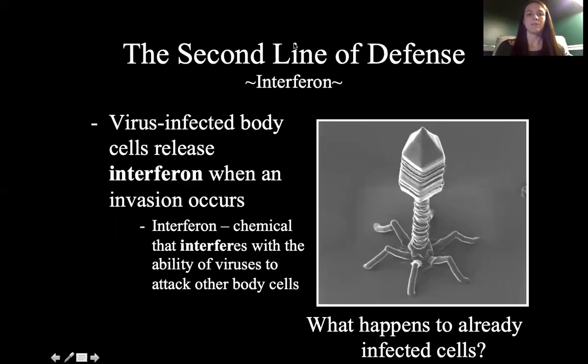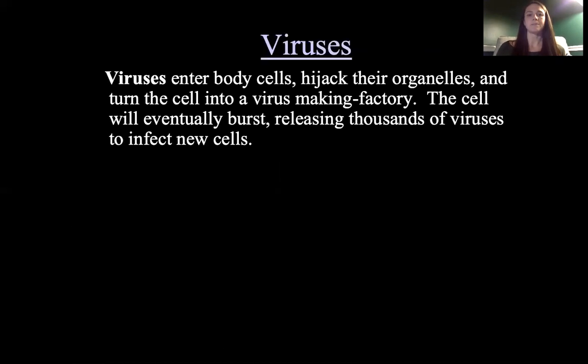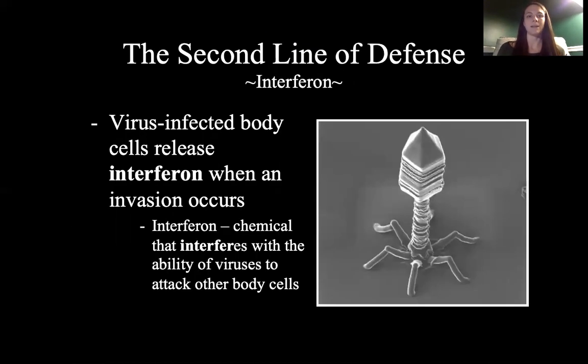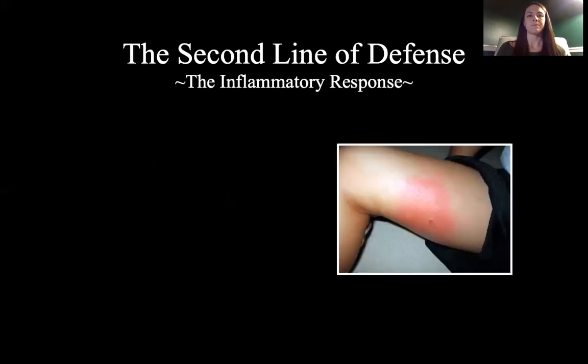So second line of defense, we've got the white blood cells, the phagocytes that eat the bacteria. We have interferon, which is a chemical that prevents viruses from attacking other body cells, and T cells, which are our natural killer cells that go out and basically fight on the front lines, killing the cells that were infected, and also killing cancer cells or other foreign particles as well.